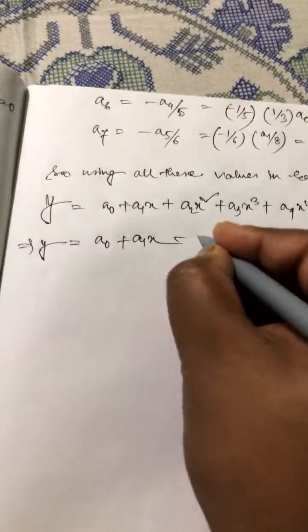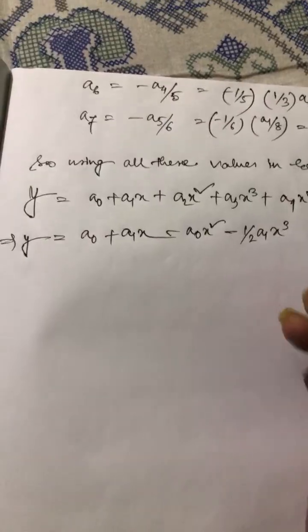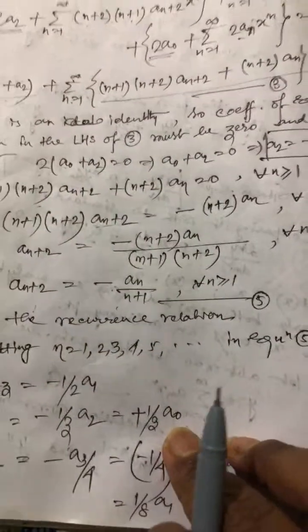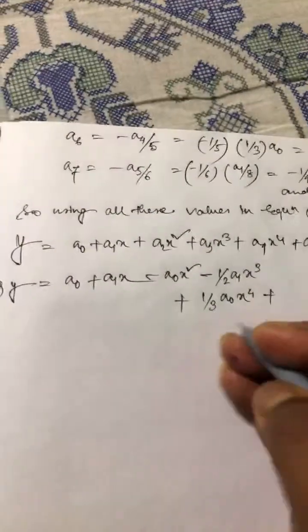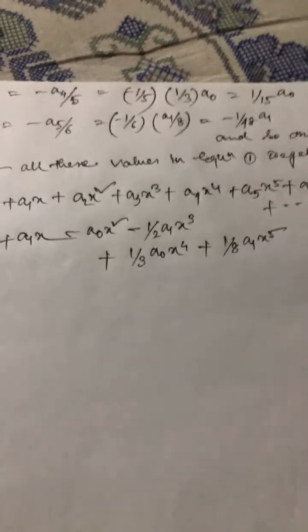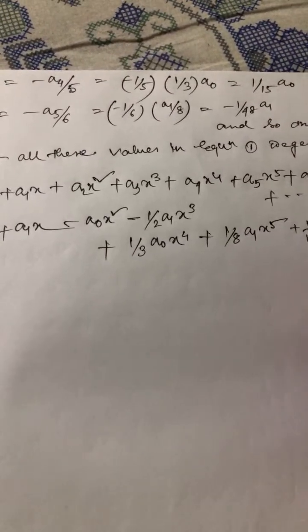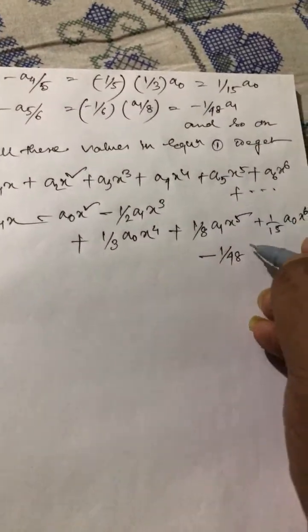a2 is what? a2 is minus a naught. So minus a naught x square. a3 is half of a1, minus half of a1, x cube. a4 is 1 by 3 a naught, x to the power 4. a5 is 1 by 8 a1, x to the power 5. Then a6 is 1 by 15 a naught, x to the power 6. Then 1 by 48 a1, x to the power 7, and so on.